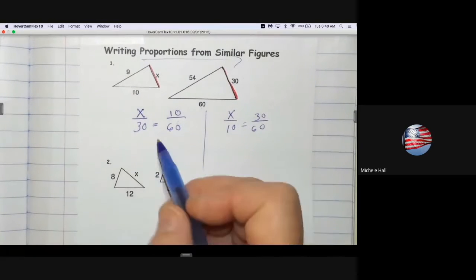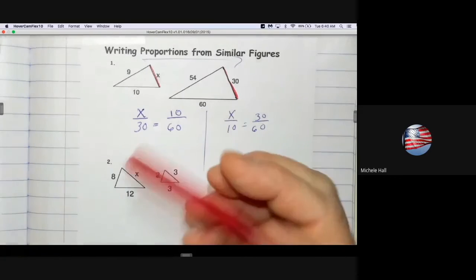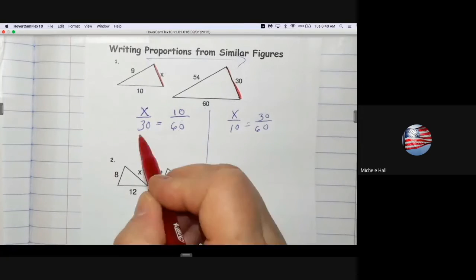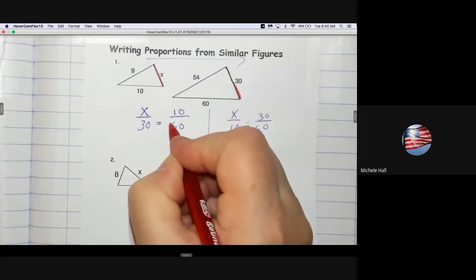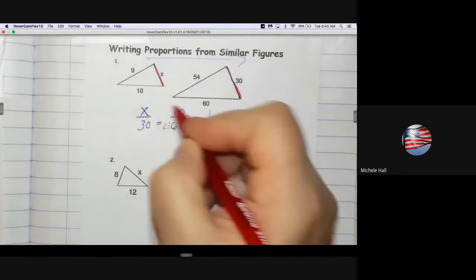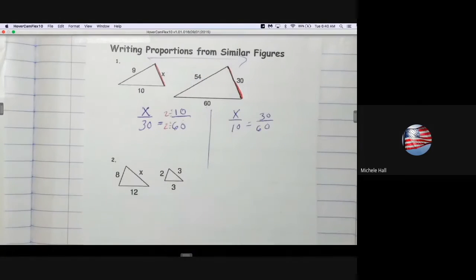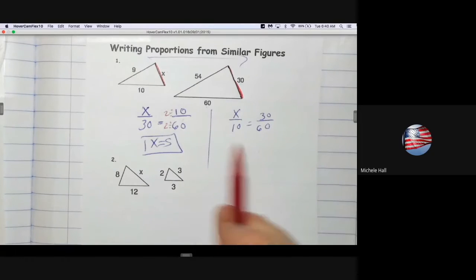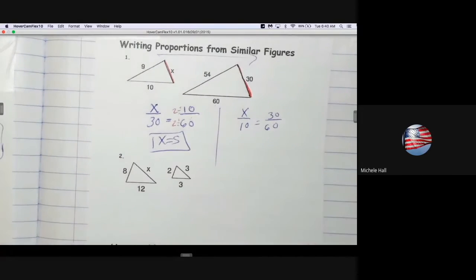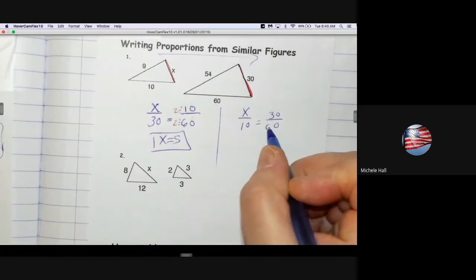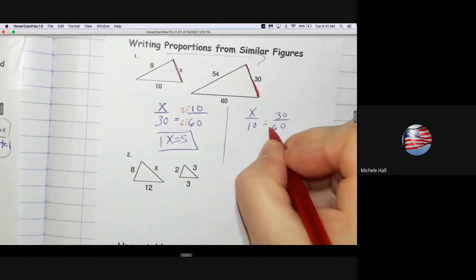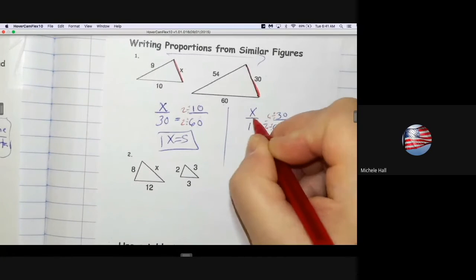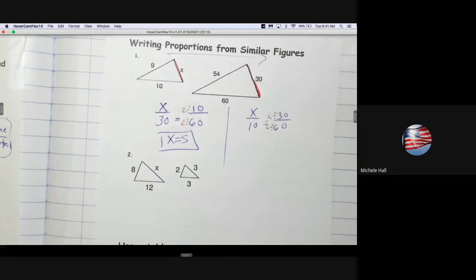All right, let's solve this one. 30 times 2 is 60, but x times 2 is 10. So let's work backwards. Let's go in this direction. 60 divided by 2 would be 30. So 10 divided by 2 would be 5. Let's check and make sure that these are actually equivalent. We have 60 divided by 6 is 10. So 30 divided by 6 is 5. We also got 5 for this one.